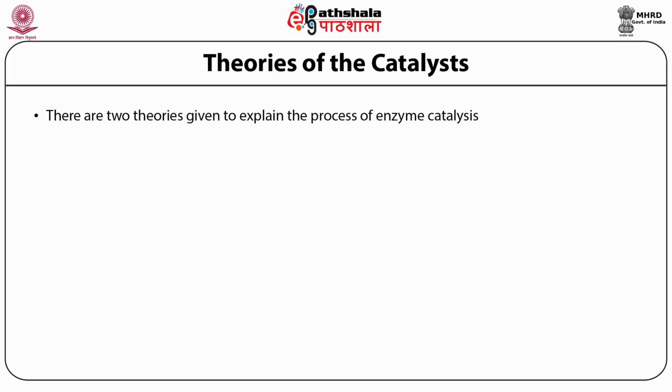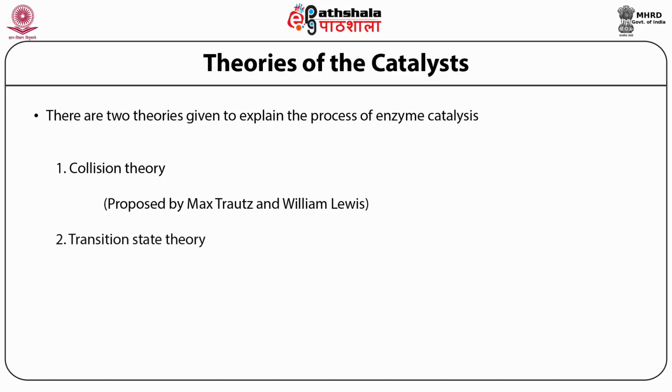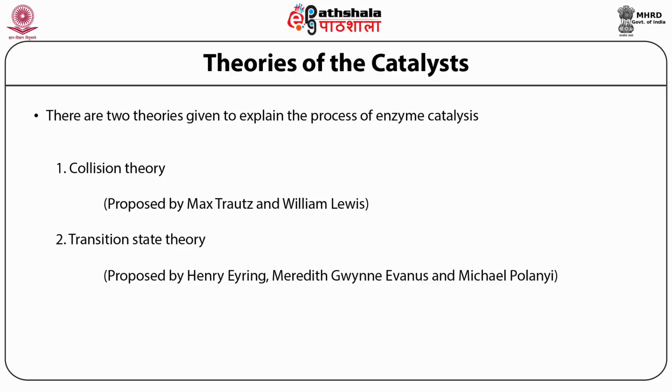There are two theories given to explain the process of enzyme catalysis. The first theory is collision theory, proposed by Strauss and Lewis, which is based on collision between reactant molecules. The second theory is transition state theory, proposed by Eyring, Evans and Polanyi, and this theory is based on formation of a transition state during the conversion of reactant into product. So we will discuss each theory one by one. We will also discuss the significances and limitations of the different theories.